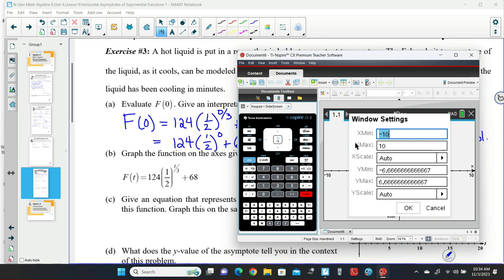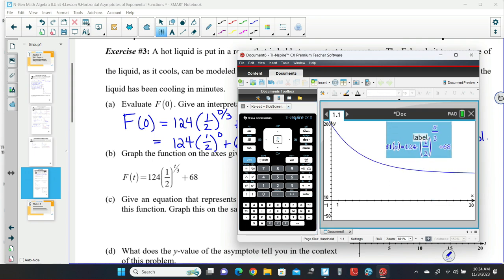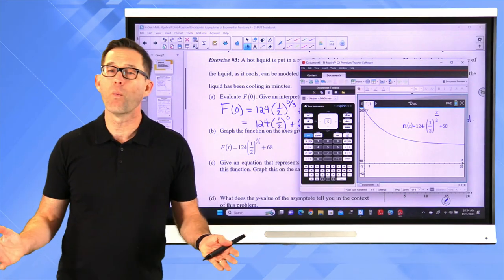My window, let me go from negative 1 up to 20. And let me go from, let's say, negative 50 up to 200. Let me move that equation. And there it is. All right, wonderful.